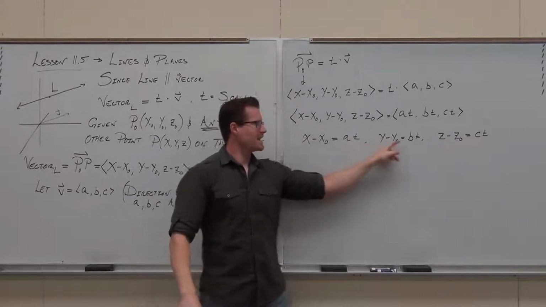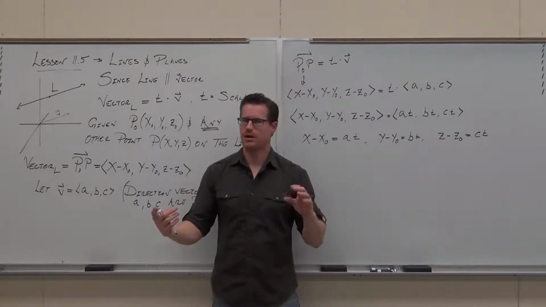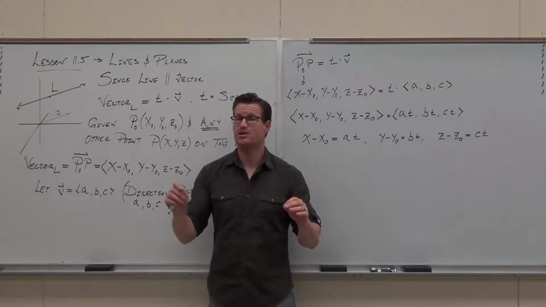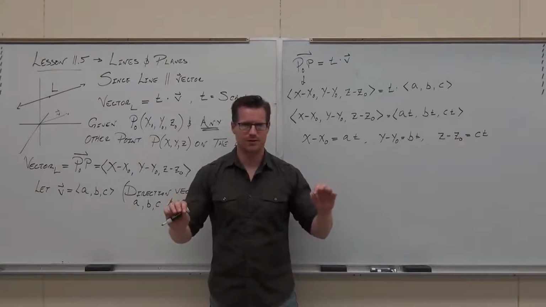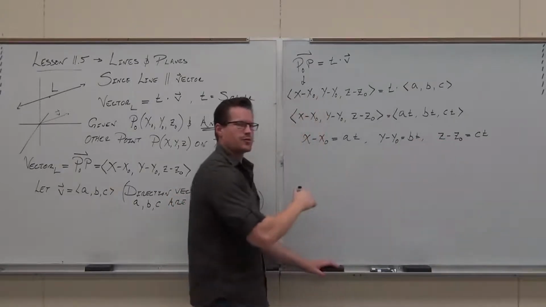What is the a and the b and the c? Where is that coming from? Not necessarily a unit vector. In fact, I don't want you to think unit vector. The direction vector does not have to be a unit vector. These are those variables. Let's solve for the variables.